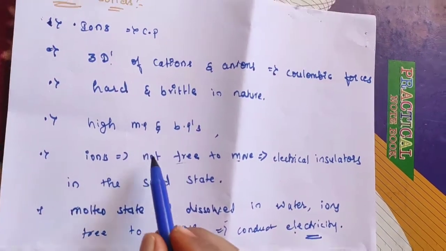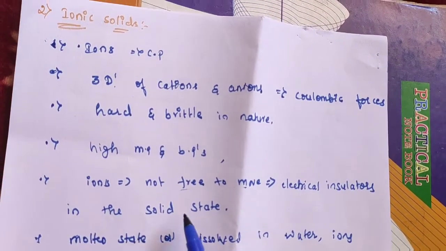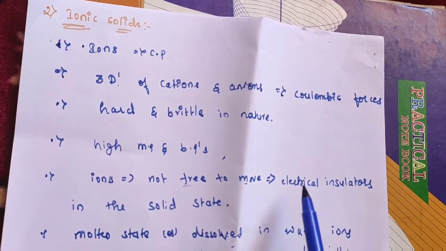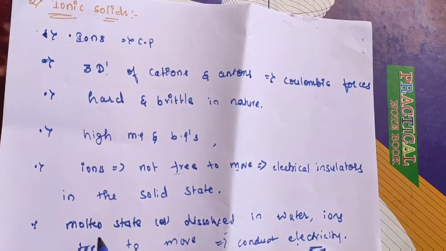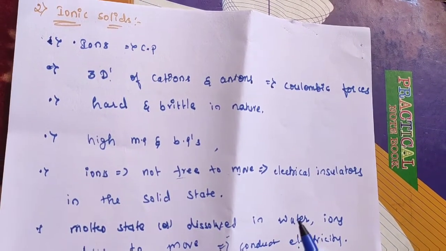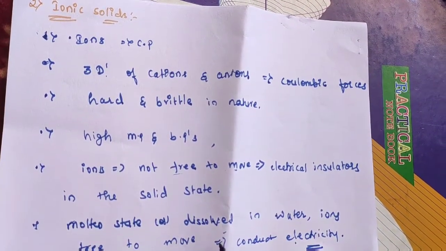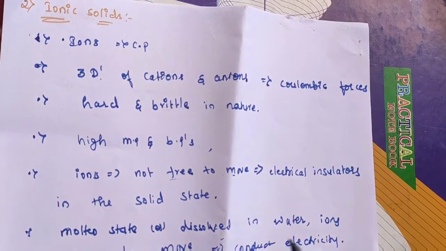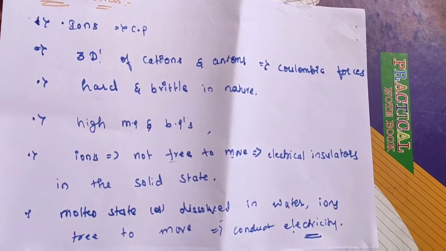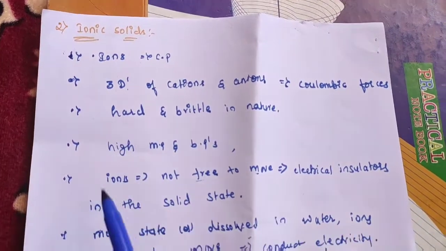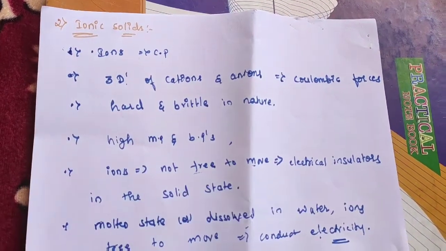So you should remember that in the solid state, ionic solids act as electrical insulators, but whenever they are in the molten state or dissolved in water, the ions are free to move. At that time, these ionic solids have the capacity to conduct electricity. So these are the characteristics of ionic solids.